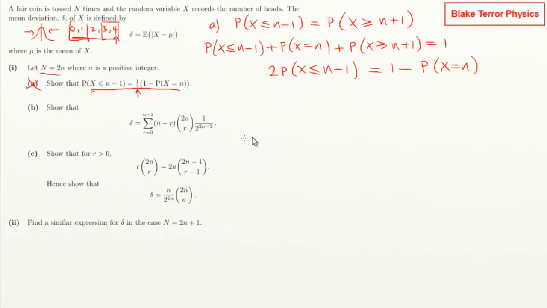We now have to show this. So we are actually now going to calculate this expected value here. And they're going from r is 0 up to n minus 1. Right, okay. So let's go through our standard way of calculating these values. So delta, expected value of the modulus of x minus mu, is going to be equal to, so we want to sum up over all of our possibilities. So we can go, r is going from 0 up to 2 lowercase n.